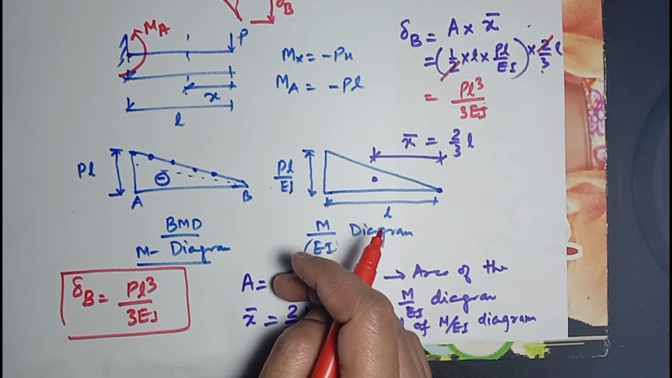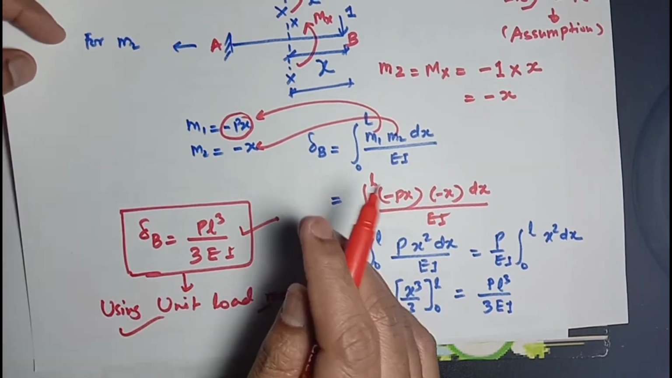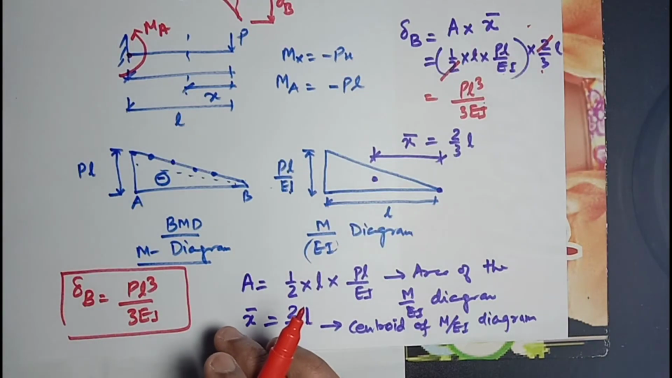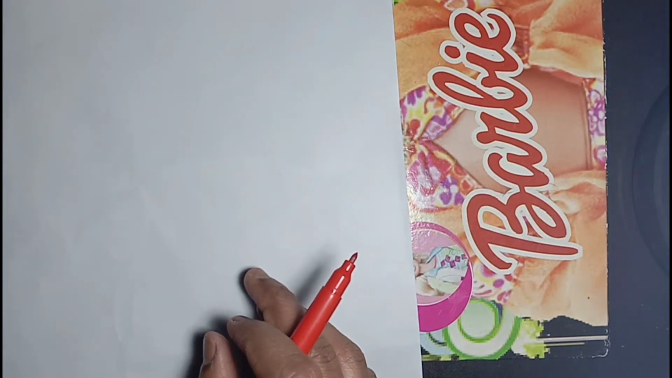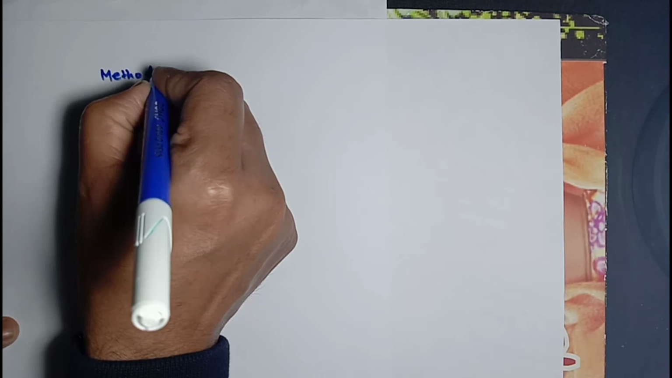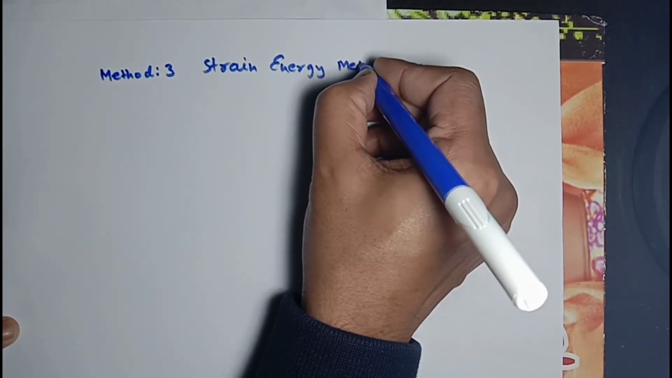The same deflection we have calculated using the unit load method, that is PL cube by 3EI. The first method was the unit load method. The second method we used was the moment area method. Now we are coming to another method, called the strain energy method, to find the same deflection delta B for a cantilever beam. Method three is the strain energy method.